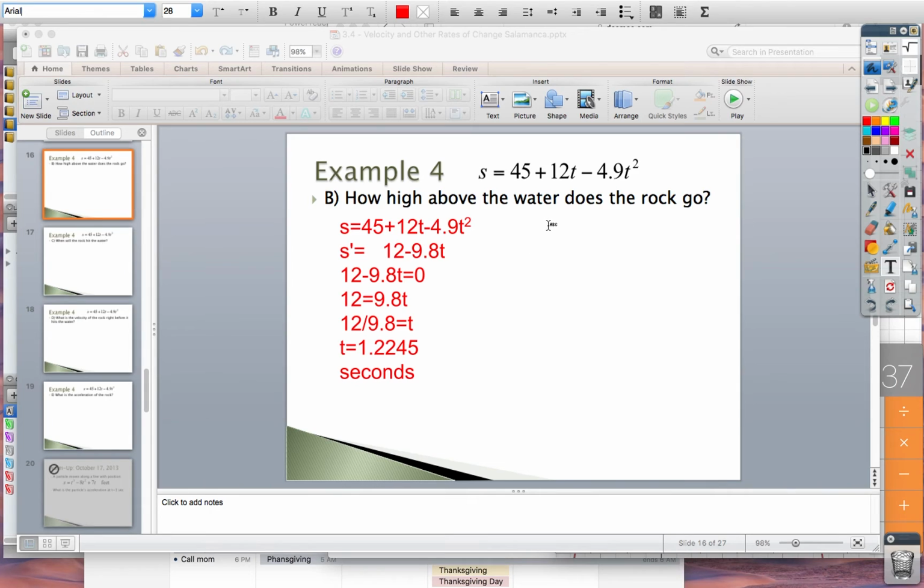Now what we could do is we can take the original formula and say s equals 45 plus 12t minus 4.9t squared. Because remember, this formula gives us our displacement. It says how high or what height is it at. So if we substitute our 1.2245 into the equation, you'll find, because we already know what the graph looks like, we know that this is going to be at 52.35 meters high, or 52.35 meters above the water.